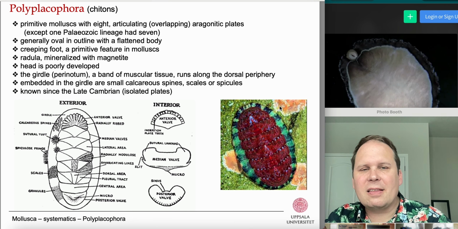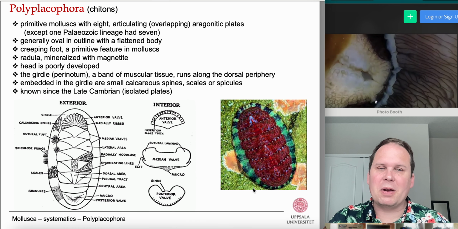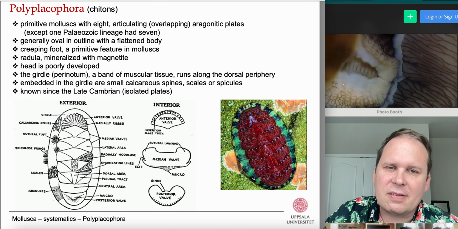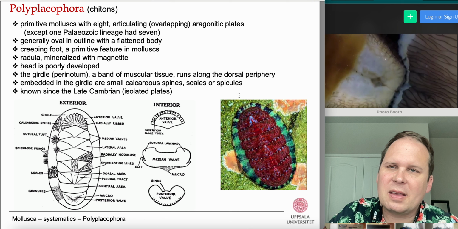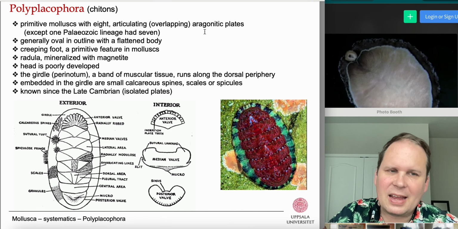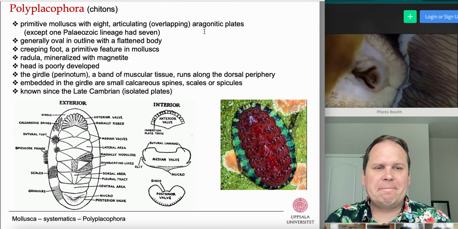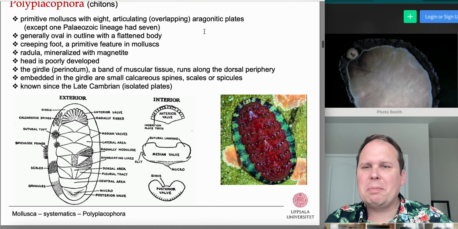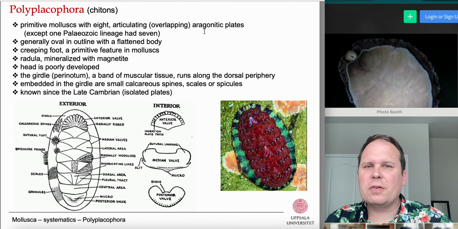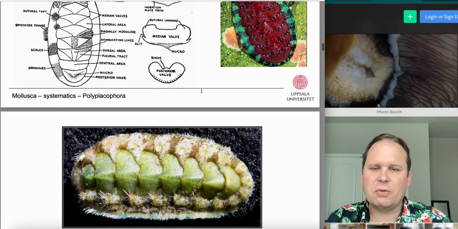It looks like that's just the muscular foot coming out, but it is heavily armored. It is just not made with this same sort of shell. So you can see the plates are made of aragonite with some of that chitin underneath. They're a little bit bendy, and they can be quite beautiful. Yeah, so that's polyplacophorans, which are also called chitons because they live on things at the ocean.